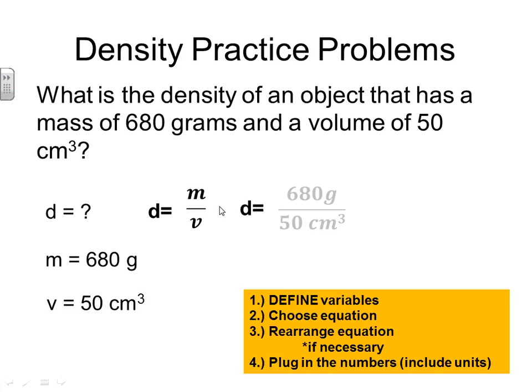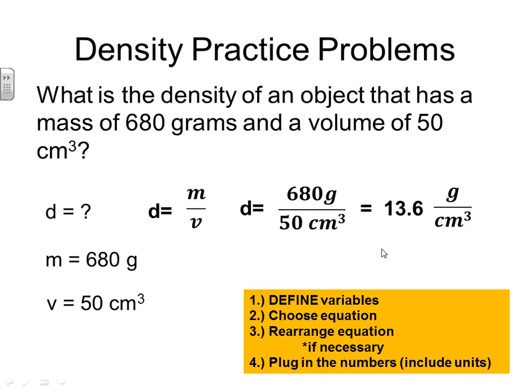We said mass was equal to 680 grams. We said volume was equal to 50 centimeters cubed. We plug that into a calculator, and we get an answer of 13.6 grams over centimeters cubed. Again, just like you saw in dimensional analysis, grams and centimeters, they're not canceled out, so those units follow through. And so you end up with 13.6 grams per centimeters cubed. And then you think to yourself, would units of density be grams per centimeter cubed? Yep, they would. So we're good.